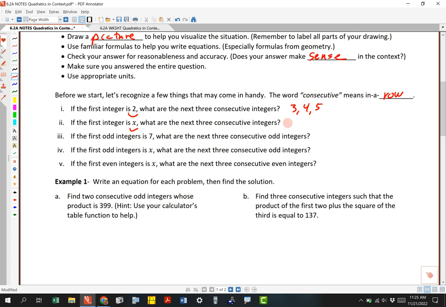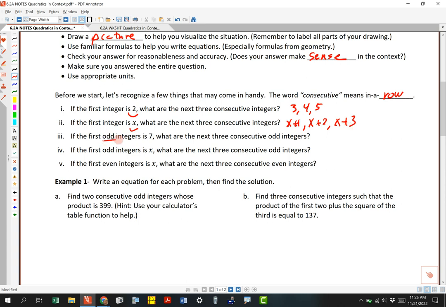We could, but that introduces another variable, and that thing makes things complicated. Zach? X plus 1. Very good. X plus 1 would be the next one. X plus 2 would be the one after that, and x plus 3 would be the one after that. So if they're consecutive integers, we just add 1 to get from one to the next one to the next one to the next one.